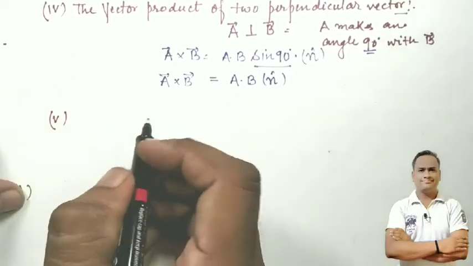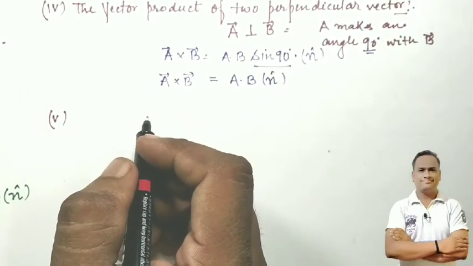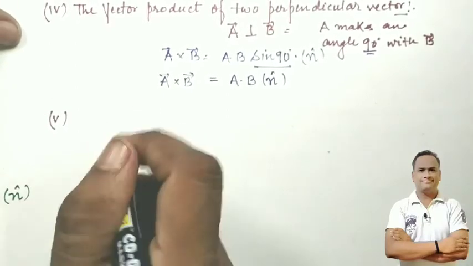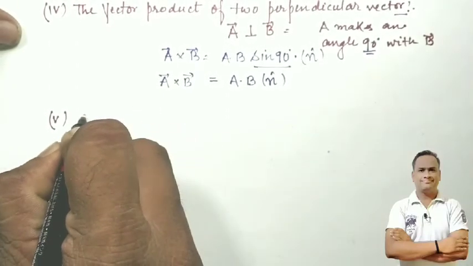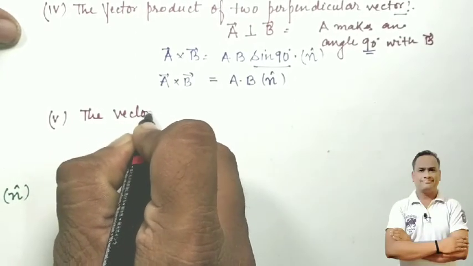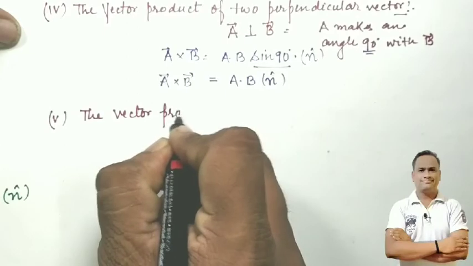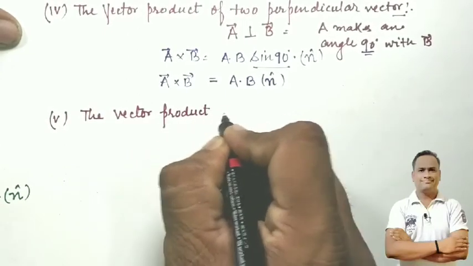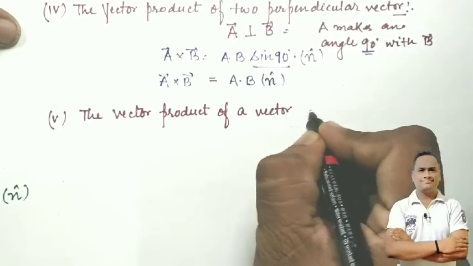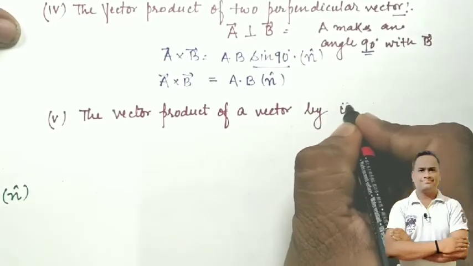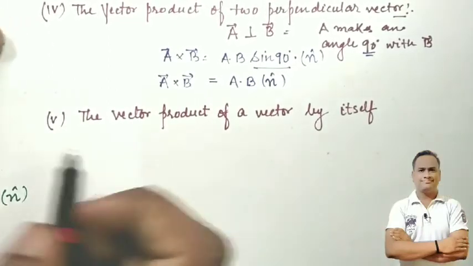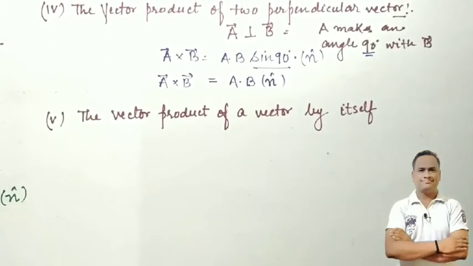If someone says, sir, if we are going to take the vector product of a vector by itself. Okay, so now moving toward the vector product of a vector by itself. I will write after the conclusion here. So let's start with a vector.